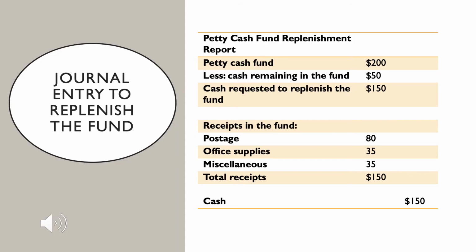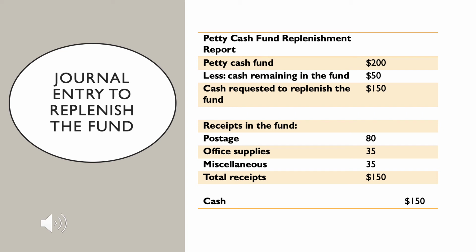Now we look at replenishing the fund. Here we look at the petty cash fund replenishment report. The remaining cash in the fund is counted and the business cashes a check for the amount that brings the total cash in the fund back to the original balance. The receipts in the fund are then used as documentation for recording expenses. In this case, we minus $50 from our $200, meaning that we require $150 to replenish the fund.